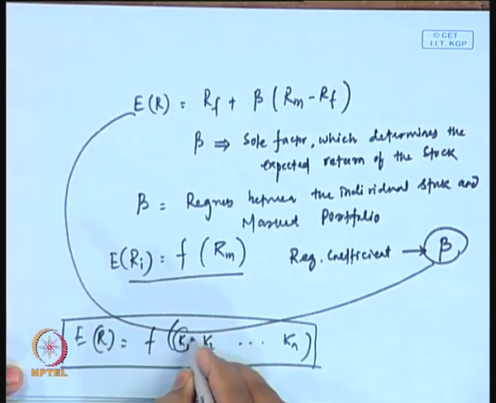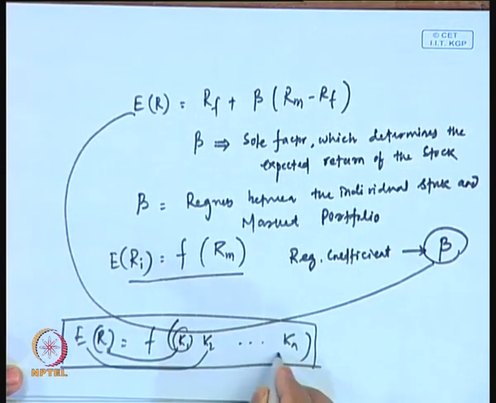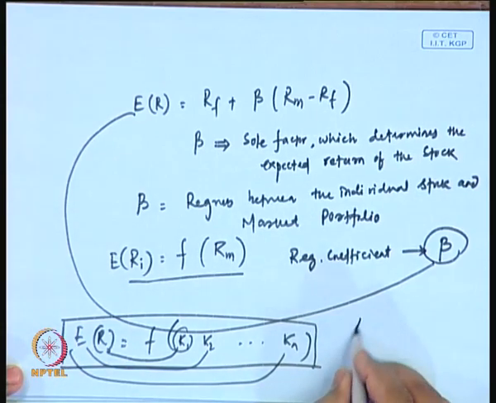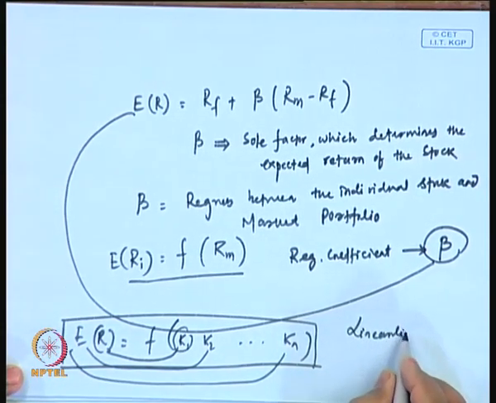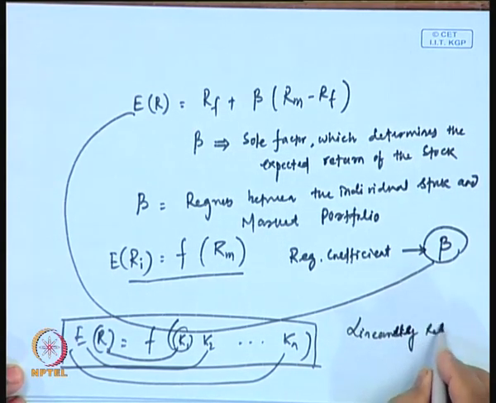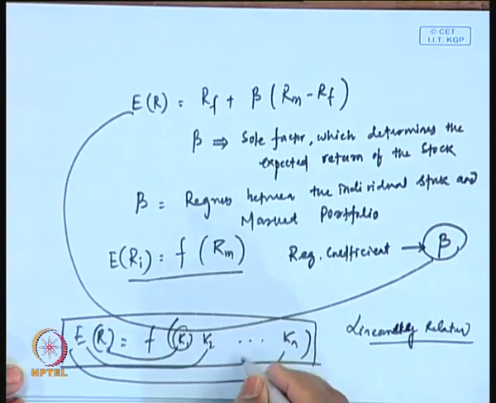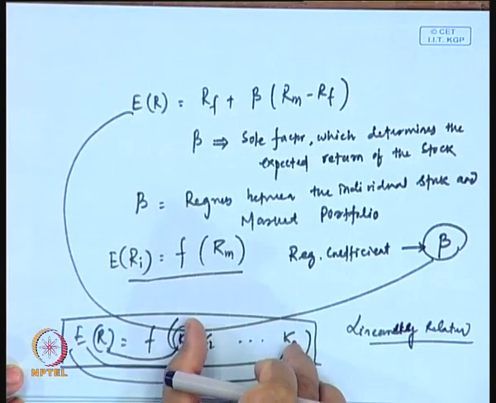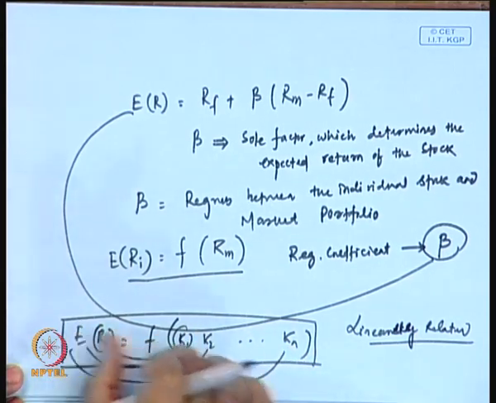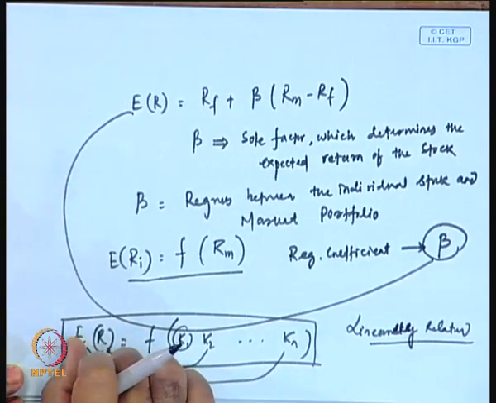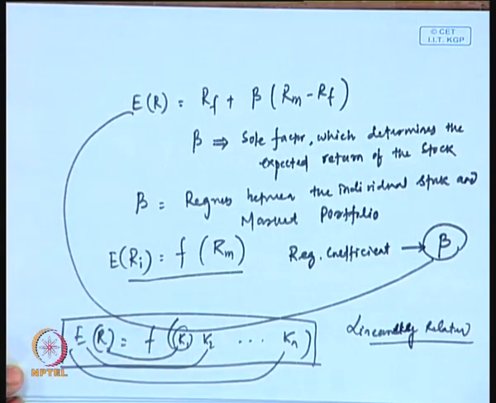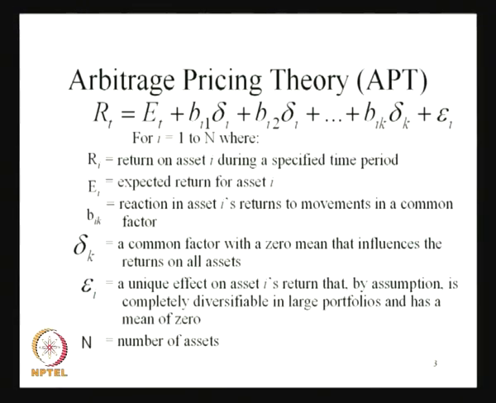The relationship between k1 to the return, k2 to the return, and kn to the return are all linearly related. So there is no nonlinear dynamics or nonlinear process existing between the different factors and the expected return of the stock or any other asset. So, these are the three major assumptions that arbitrage pricing theory takes.